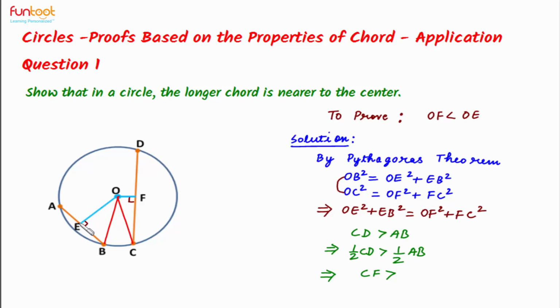Similarly here, OE is the perpendicular from the center. It will bisect the chord. So half of AB here will be EB. So CF is greater than EB. This implies CF square will be greater than EB square.